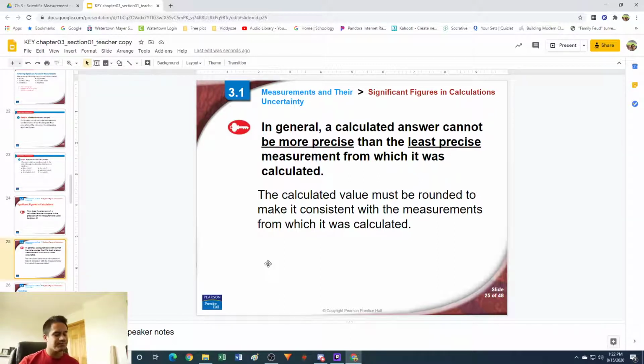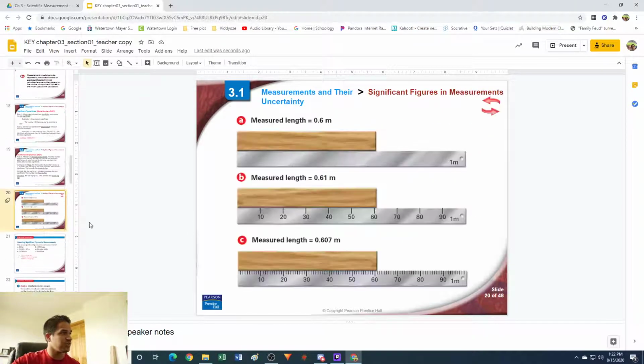Basically it means, if I'm going to use that piece of metal, as was shown in the previous picture here, to measure this piece of wood, I cannot give an answer like the one in the third diagram. If I was measuring this piece of wood using this piece of metal that's only 1 meter long and there's no markings on it, I couldn't give an answer of 0.607. And I can't do that because this answer down here in the third diagram has decimals to the thousandth of a meter, right?